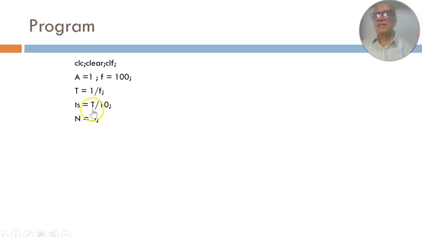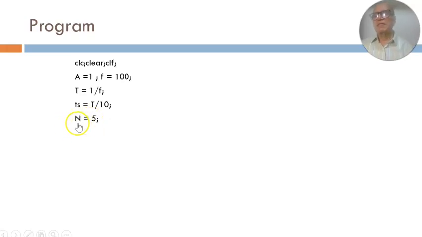Incidentally, note that Ts equal to T by 10 also means that the sampling frequency is 10 times the frequency of the sine wave. Because remember, sampling frequency is the reciprocal of the sampling time period, and the frequency of the sine wave itself is the reciprocal of its own time period.